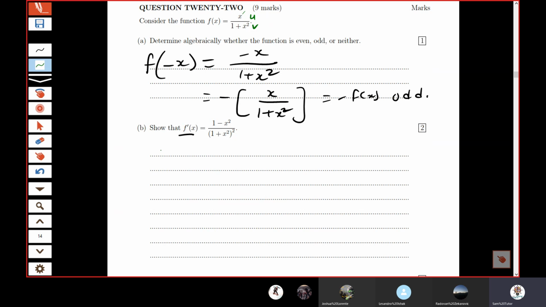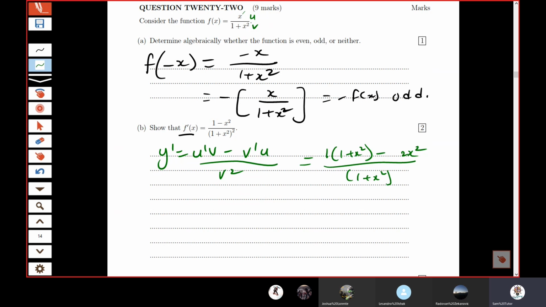All right, quotient rule. u dash v minus v dash u over v squared. u dash v minus v dash u over v squared. 1 plus x squared, I think it's done. I'm just going to rewrite the answer.